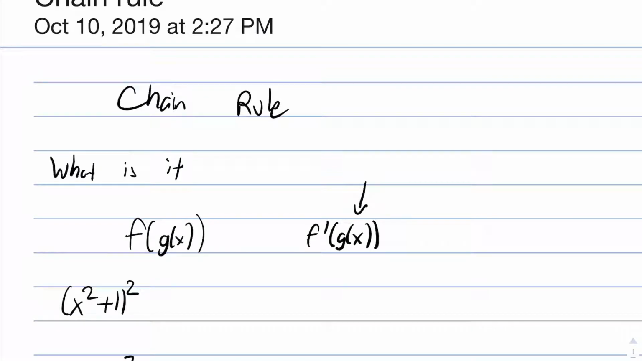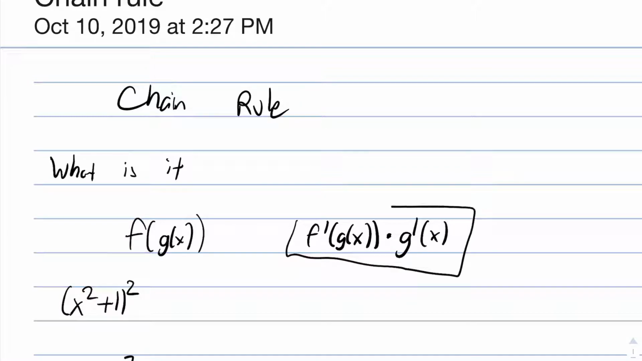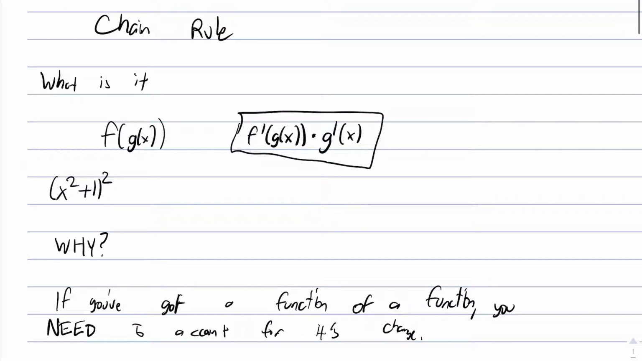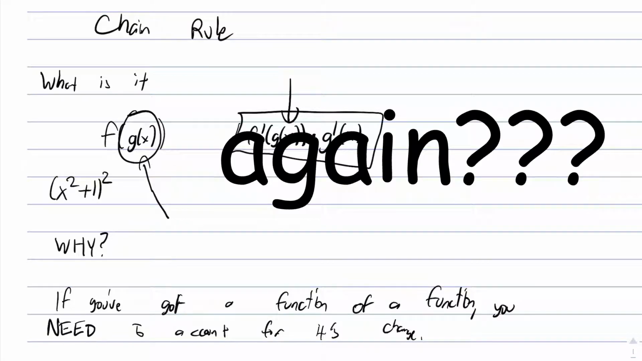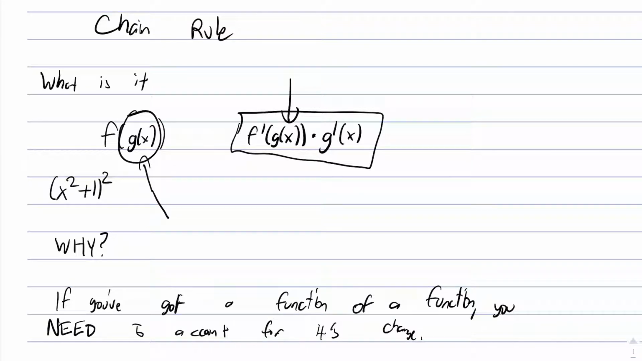But we need to account for how much this is changing over time. So we need to do g prime of x multiplied by that. So that's the chain rule. And why do we do it? Well, we need to account for that bit right there. We need to account for how much this is changing.